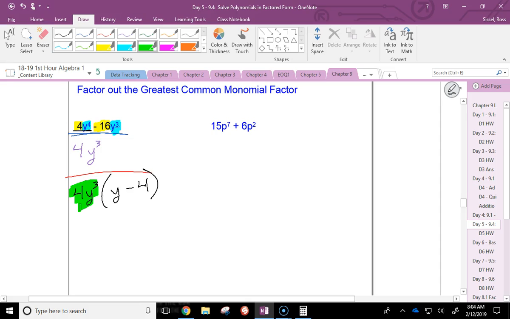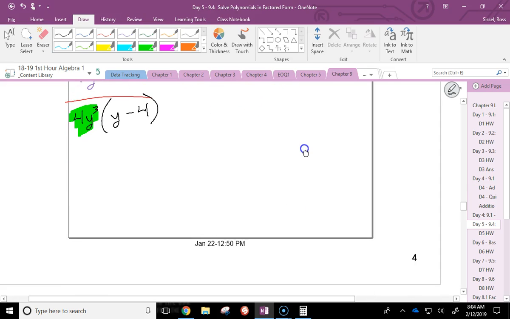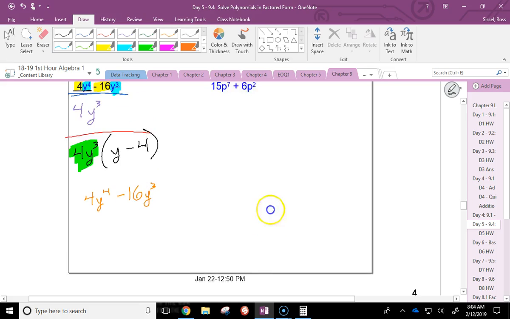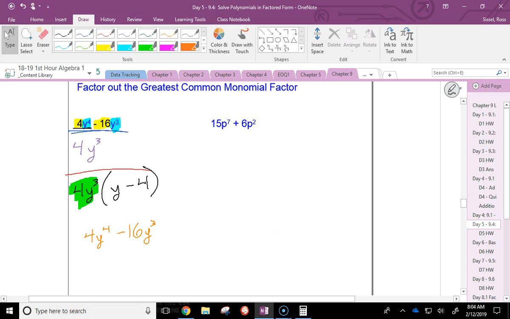If you need to check yourself, which I like to do a lot of times, do the opposite now. Distribute it back in. 4y to the 3rd times y is 4y to the 4th. Negative 4 times 4, or 4 times negative 4, is negative 16. Y times nothing is y to the 3rd. I should end up with my same equation. So we're working on factoring, going the opposite way.